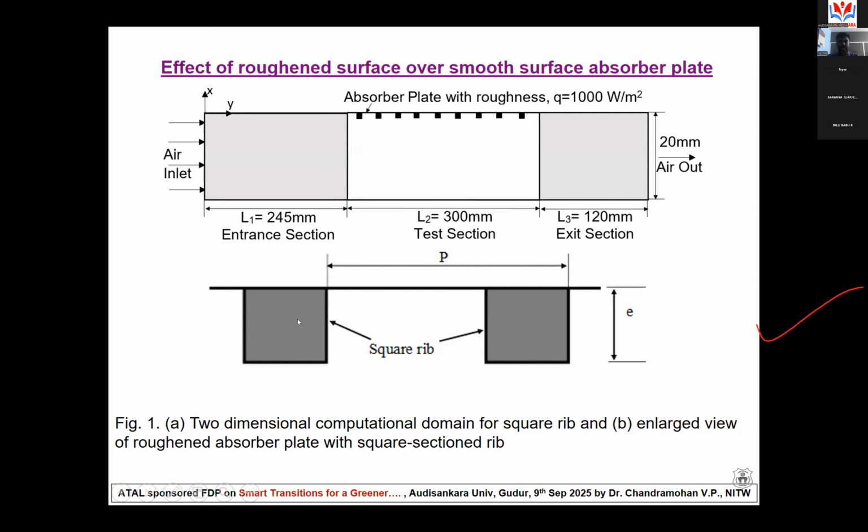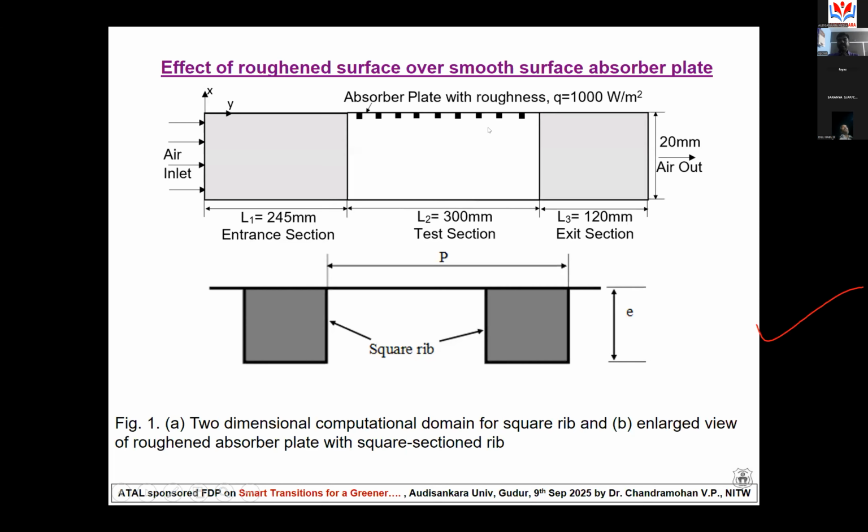Actually, this is the zoomed view of the two consecutive square ribs. The distance between the two square ribs is pitch. The pitch is varied in our case. At what pitch will we get the maximum heat transfer? That was estimated through the CFD analysis. And then this height also varied. Pitch height, taken as a small e. So these things we varied and then we were able to provide the optimized pitch and height of the square corrugations.